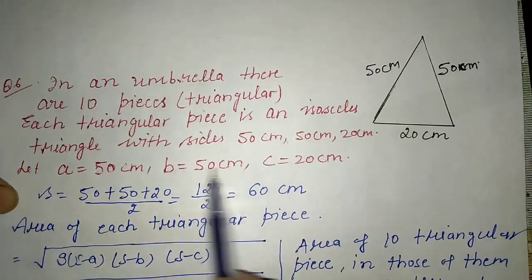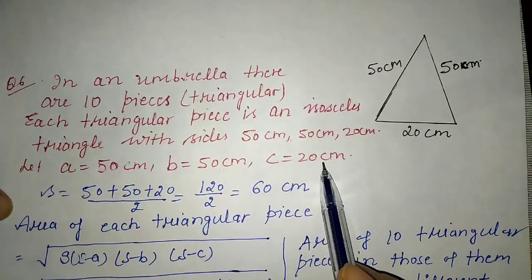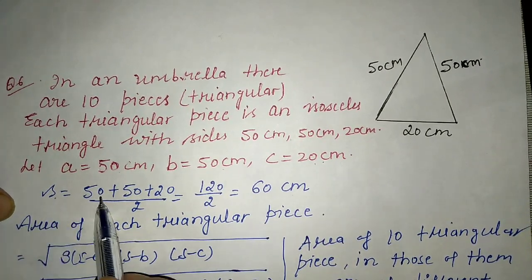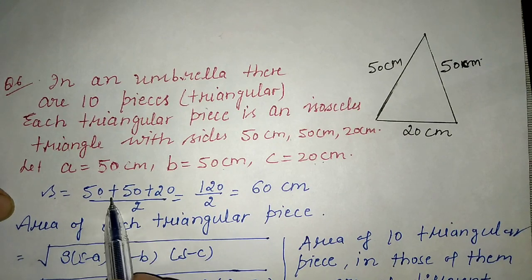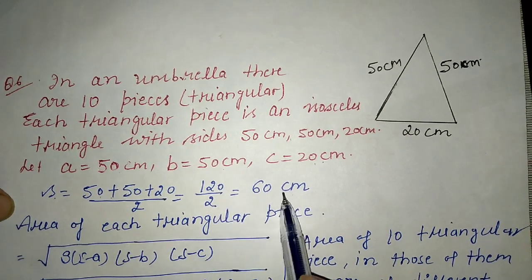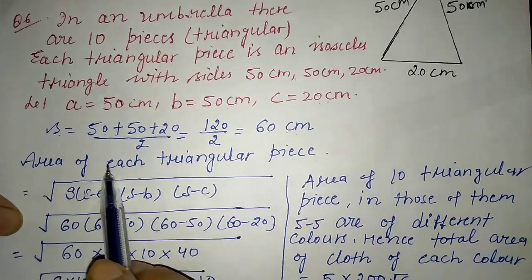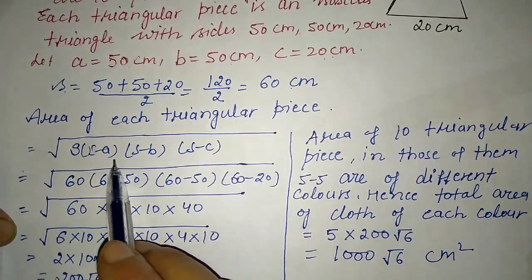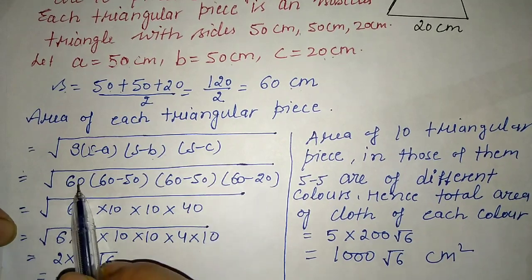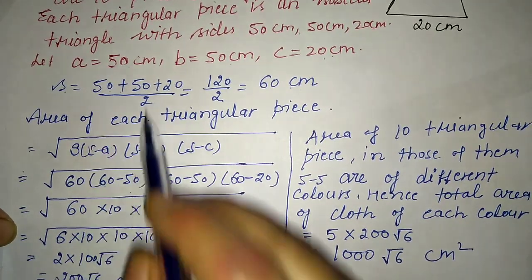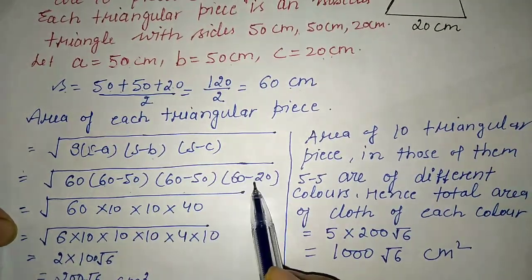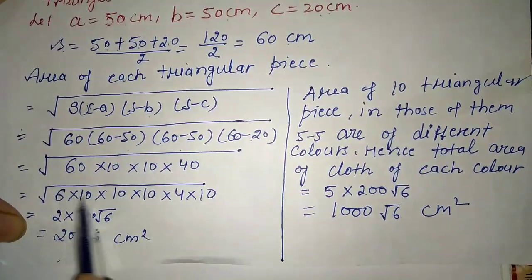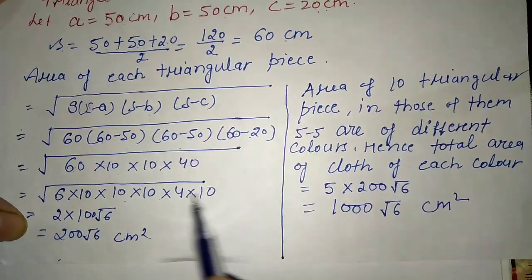So A is what? 50 centimeter. B is what? 50 centimeter. C is what? 20 centimeter. S is given A plus B plus C divided by 2. That is 120 divided by 2. We have 60 centimeter. So area of each triangular piece is equal to, we know the formula, under root S(S minus A)(S minus B)(S minus C). This is 60, 60 minus 50, 60 minus 50, 60 minus 20. So 60, 10, 10, 40. So we are having 6 into 10, 10, 10, 4 into 10.